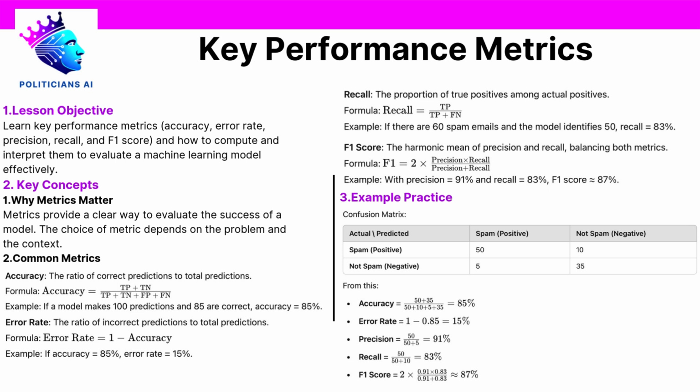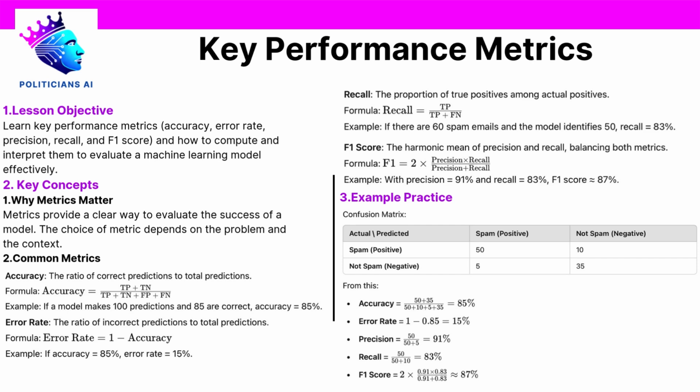Now let's look at the error rate. As we discussed earlier, the error rate is the percentage of incorrect predictions. Since the accuracy is 85%, the error rate is simply 1 minus 0.85, which equals 15%. This tells us that the model is wrong 15% of the time.